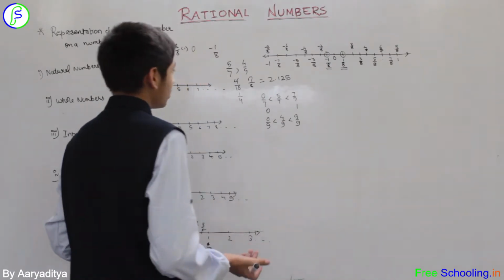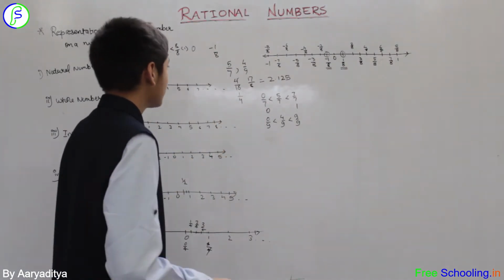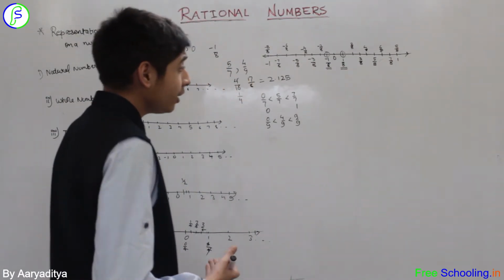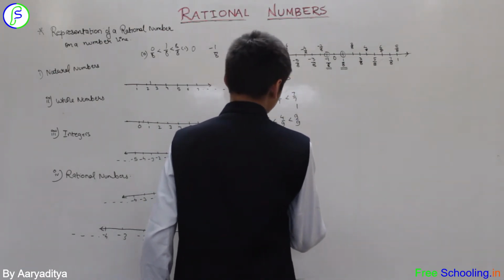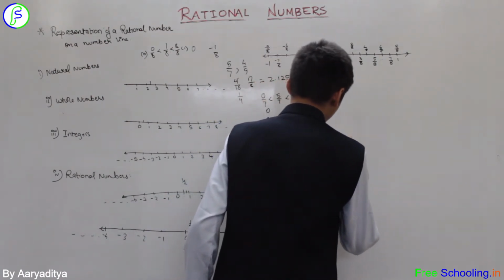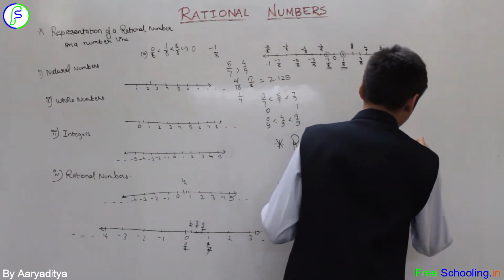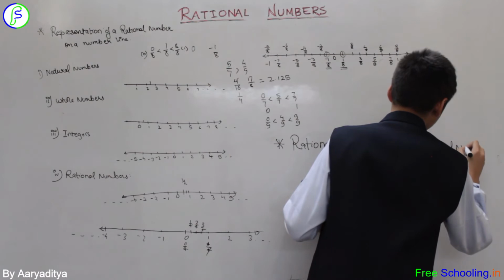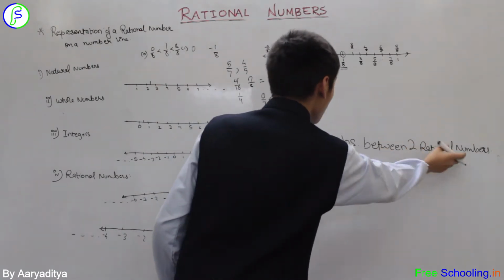So with whatever rational number you try, either 4 by 16 or 1 by 4, both would be correct because both are rational numbers and both can be represented on the number line. That leads us to another topic, the rational numbers between two rational numbers. Okay, so let me again mark that one for you. Rational numbers between two rational numbers.